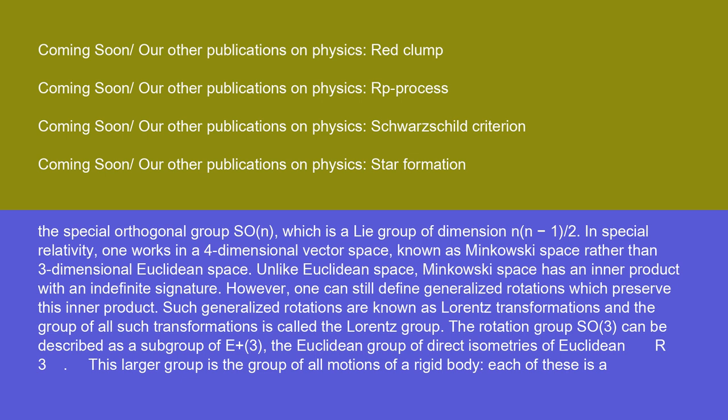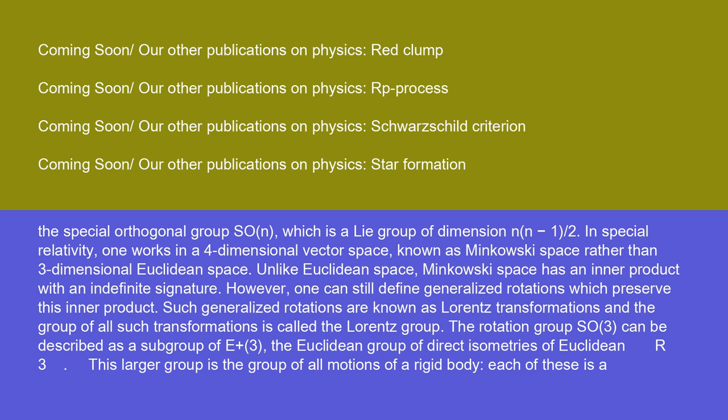In special relativity, one works in a four-dimensional vector space, known as Minkowski space, rather than three-dimensional Euclidean space. Unlike Euclidean space, Minkowski space has an inner product with an indefinite signature. However, one can still define generalized rotations which preserve this inner product. Such generalized rotations are known as Lorentz transformations, and the group of all such transformations is called the Lorentz group.